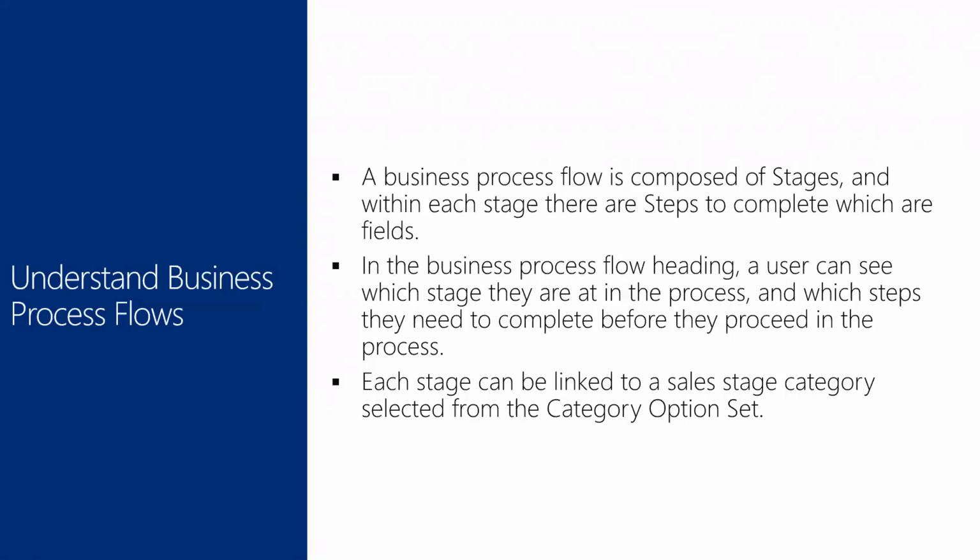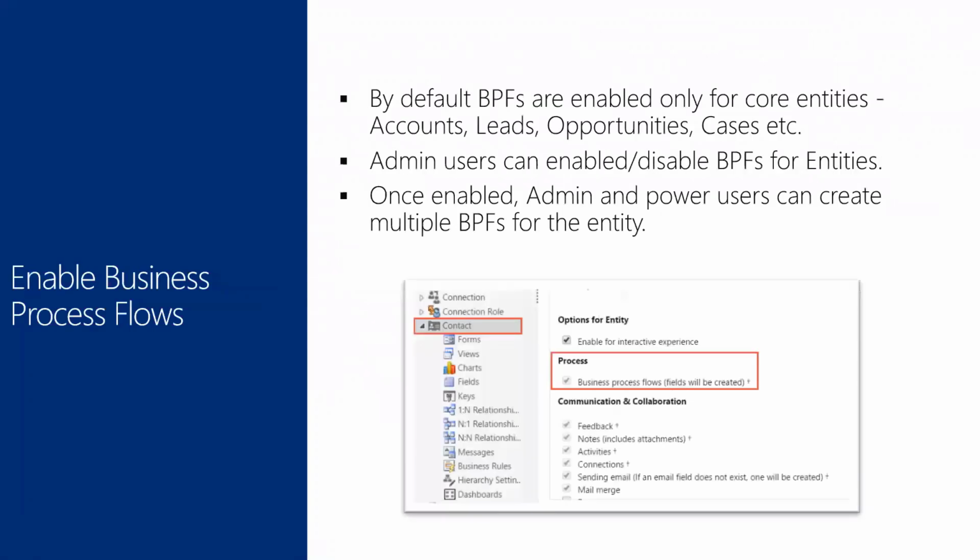Every stage is linked to a sales stage category field, which you can select from an option set list. By default, we have a set of business process flows, or BPFs, for a set of entities like account, leads, opportunity, cases, etc. And then you can enable it for other entities. The only thing you have to do is configure an entity. In the entity properties window, we'll get an option under process, business process flow. You just have to tick it. You can enable it only once, because once it is enabled, a set of relationships will be made with this entity. After that, you cannot disable it from the UI.